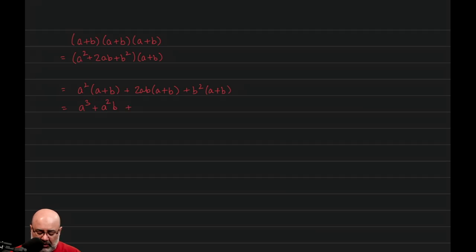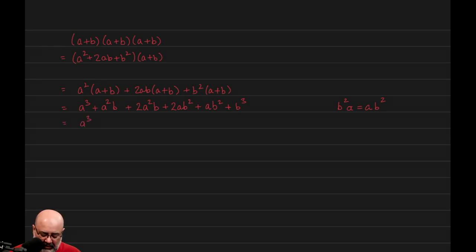plus, now we have 2ab times a, so that would give us 2a squared b, because when bases are the same and we're multiplying, we add the exponents. So a to the 1 times a to the 1 would give us a to the 2, or a squared, plus 2ab times b would give us 2ab squared, plus b squared times a would be b squared a, but we can also write that, so b squared a is the same as ab squared. You're just rearranging the terms. So I'm just going to write this as ab squared plus b squared times b would be b cubed.